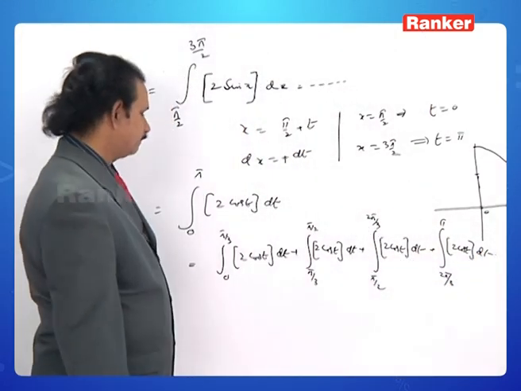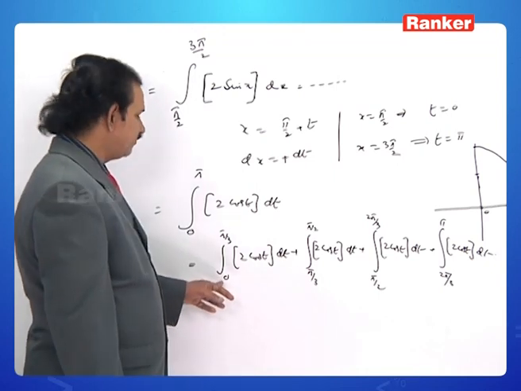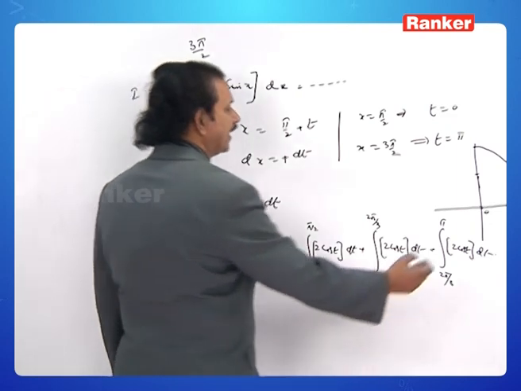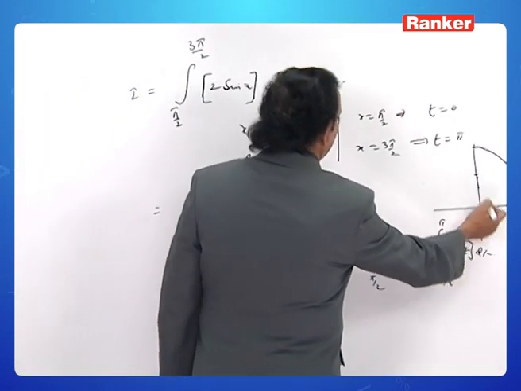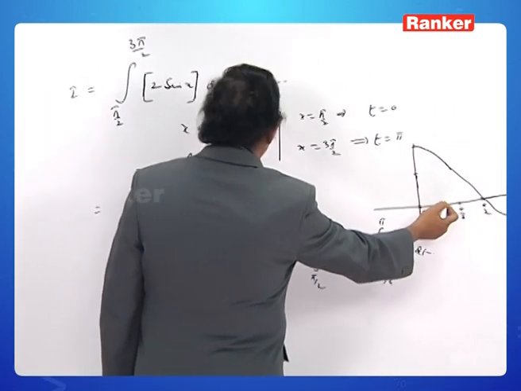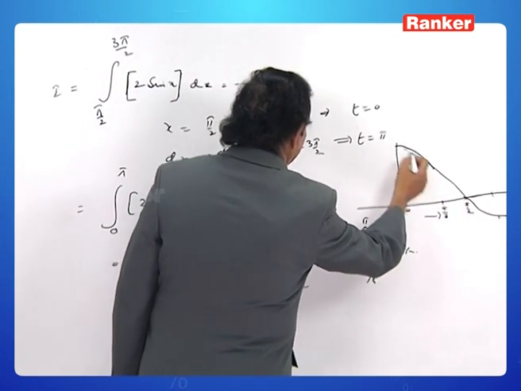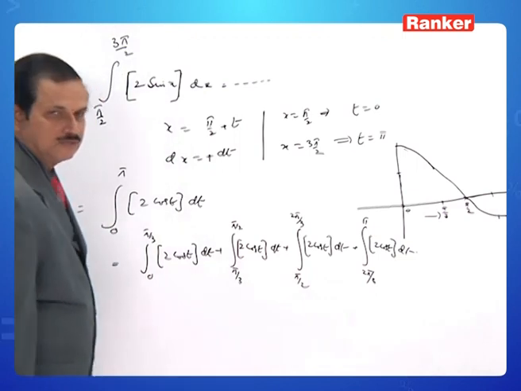Observe it carefully. Between 0 and pi by 3, at 0 it is 1. If you proceed up to pi by 3, it will be decreasing, isn't it?